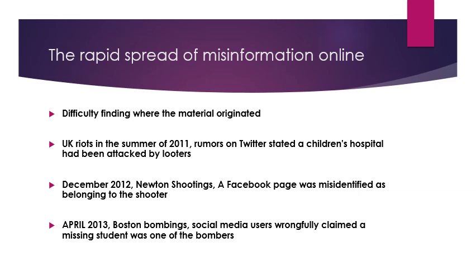Some examples include the UK riots in the summer of 2011, when rumors on Twitter stated a children's hospital had been attacked by looters, or in December 2012 with the Newtown shootings, when a Facebook page was misidentified as belonging to the shooter. Or in April 2013 with the Boston bombing, when social media users wrongfully claimed a missing student was one of the bombers.